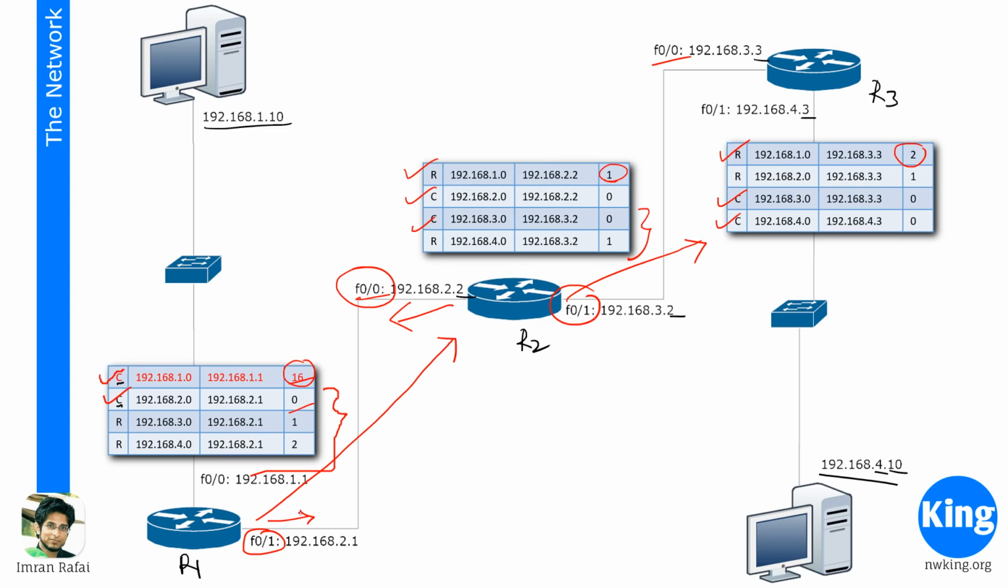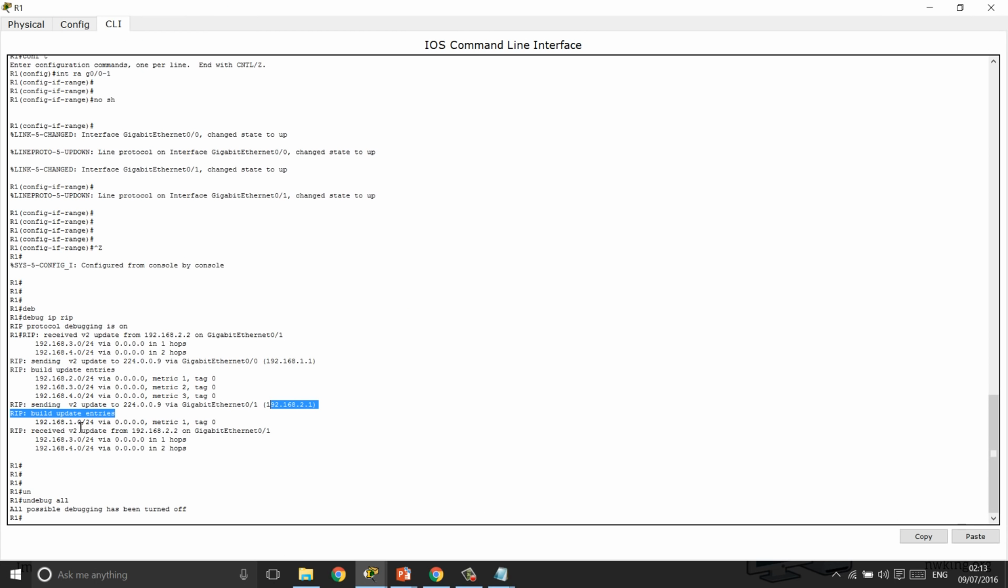So on this interface, it can't send 2.0, 3.0 and 4.0 because it learned all those three on this interface. So it can only send an update about 1.0 on this interface, right? So on gigabit Ethernet 0/1, it is sending updates only for 1.0. So that's it.